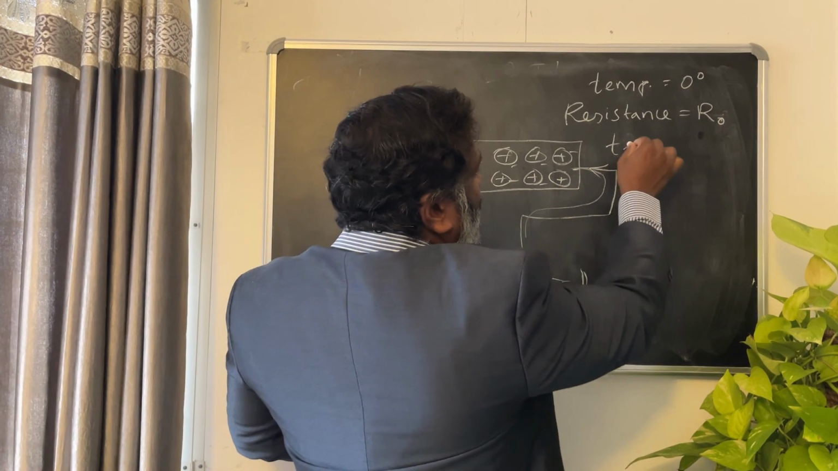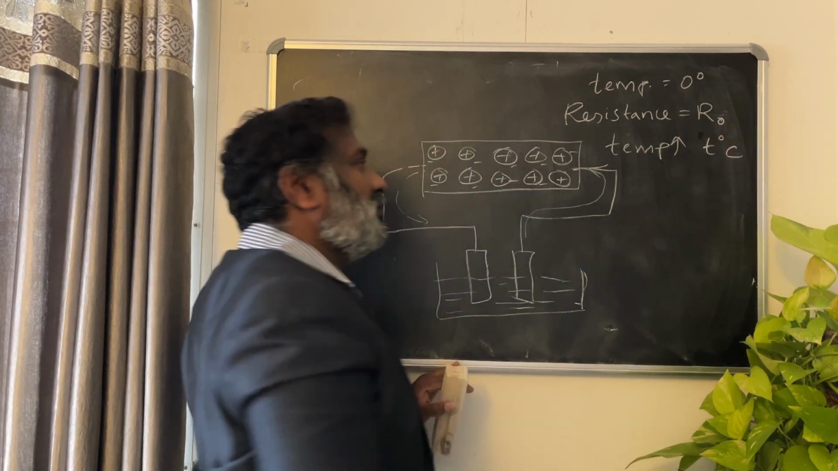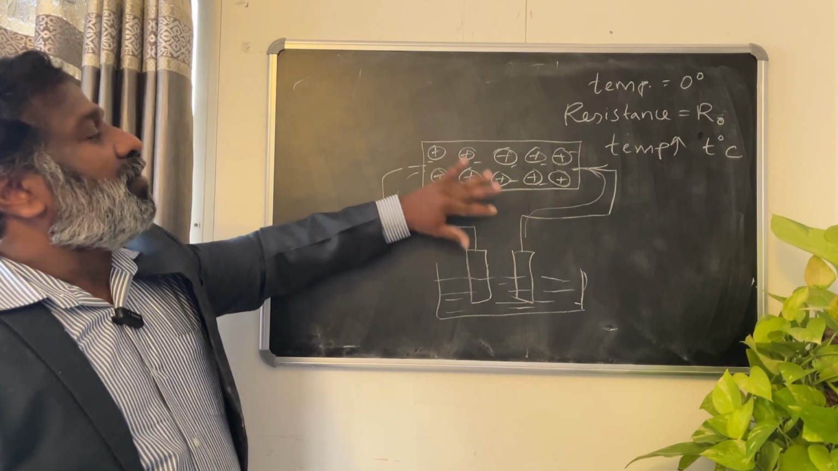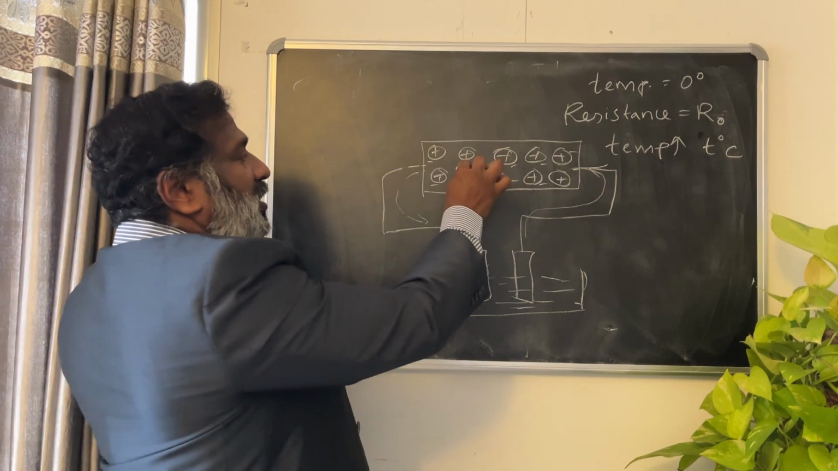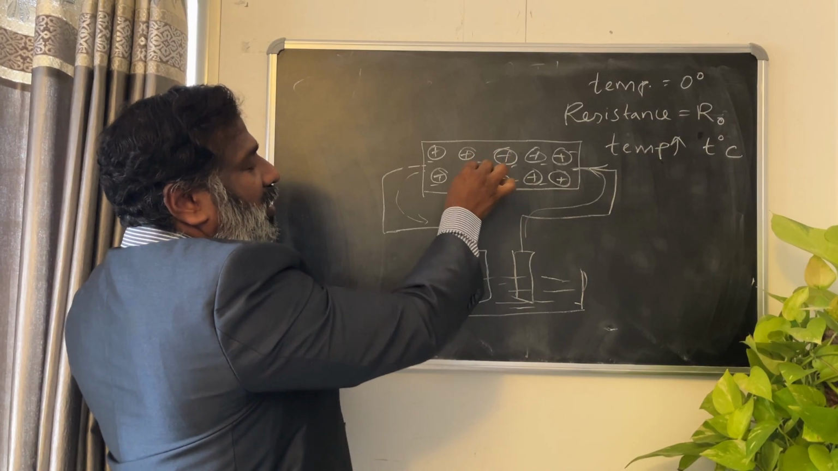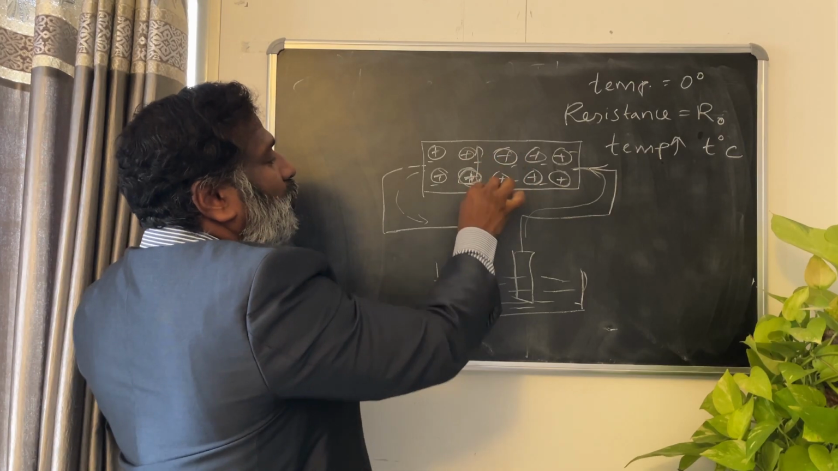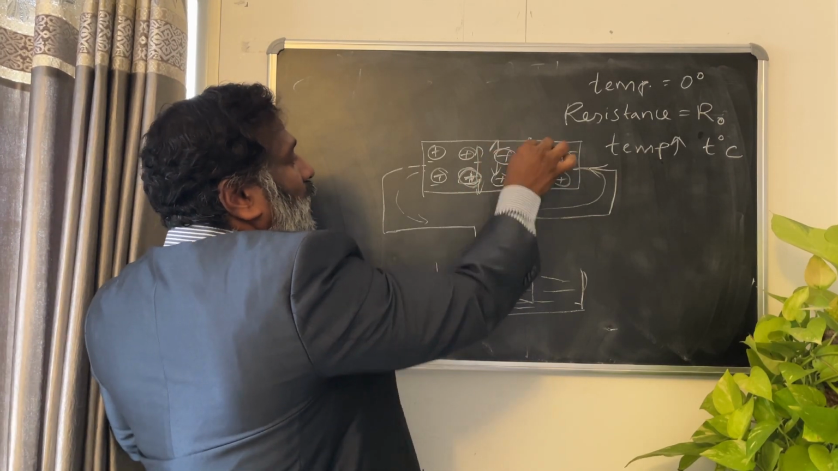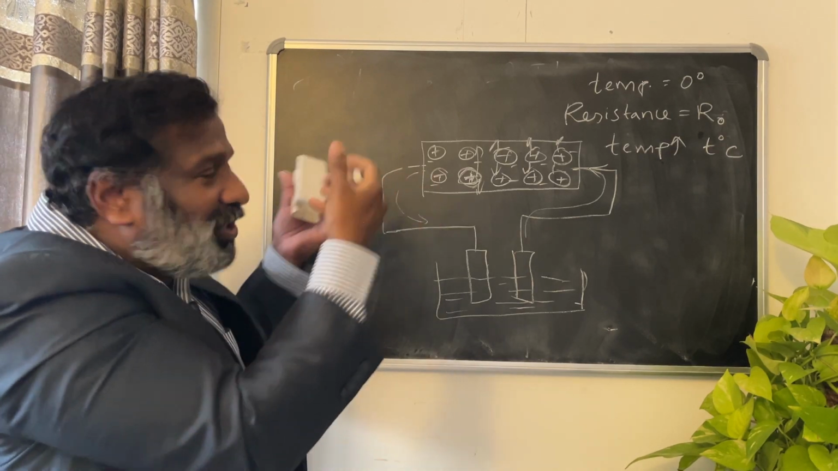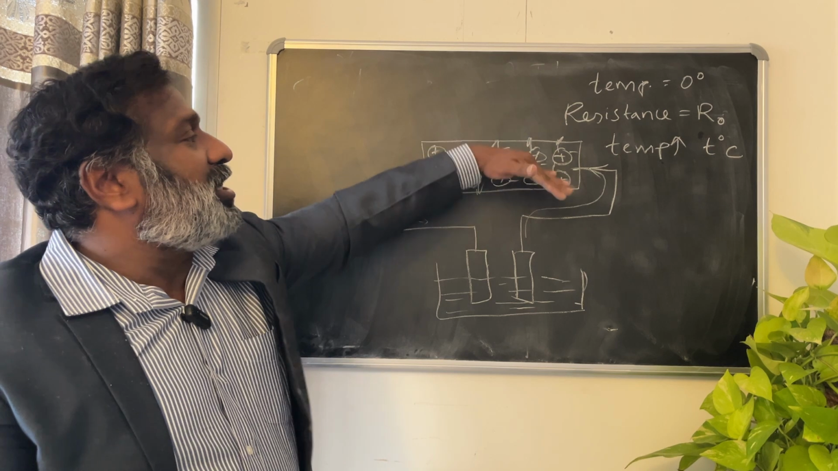Now I am increasing the temperature to T degree centigrade. Already there are free electrons. When I increase the temperature, the atoms or the ions start to oscillate. They start to vibrate. The atom will move up and down. It gets extra energy, so it gets motivated and starts to vibrate and oscillate.